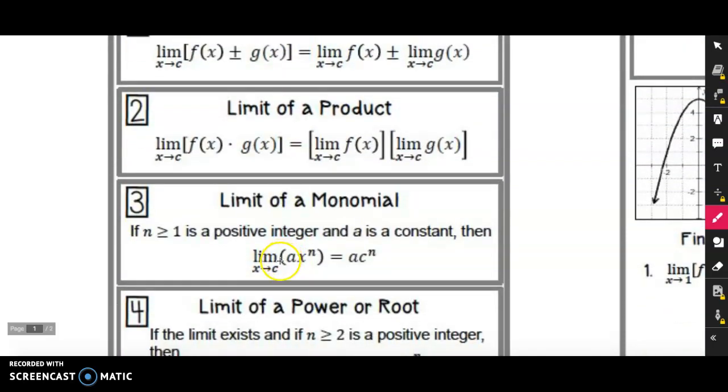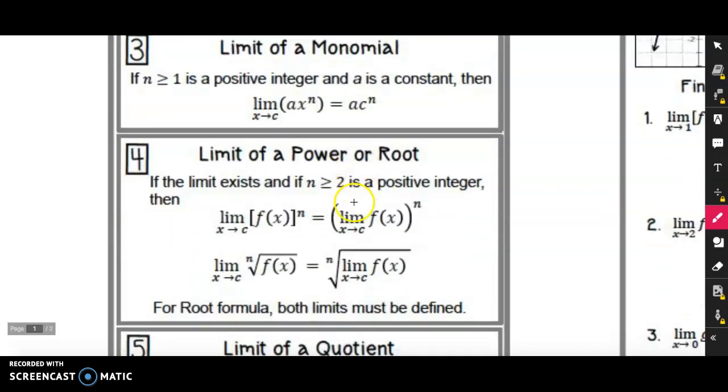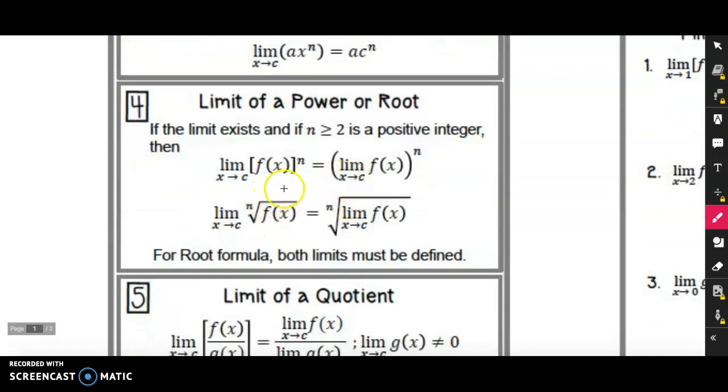Limit of a product. If you have two functions being multiplied together, you can multiply their limits together. Limit of a monomial, you don't really have to worry about because it's just direct substitution. So the limit of a times x to the n as x approaches c. Basically, all you do is plug in c, but that's what we do for limits anyway, starting off. Limit of a power or a root basically means you can apply that power or root to the whole limit instead of just the function itself.